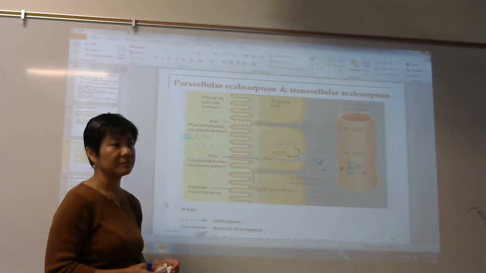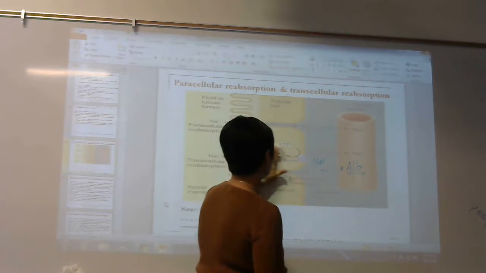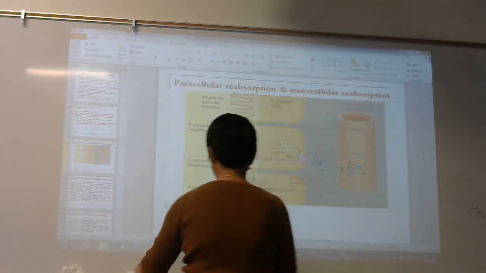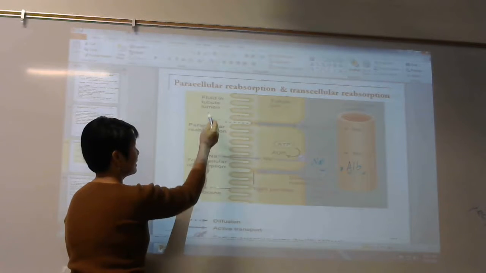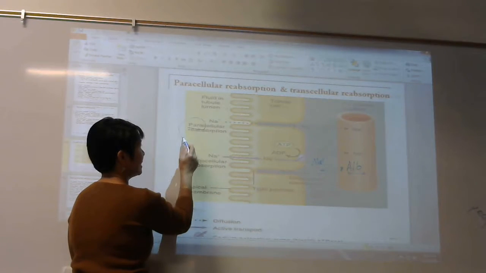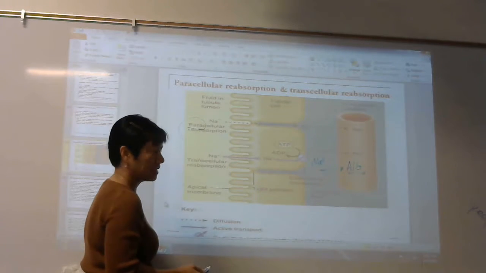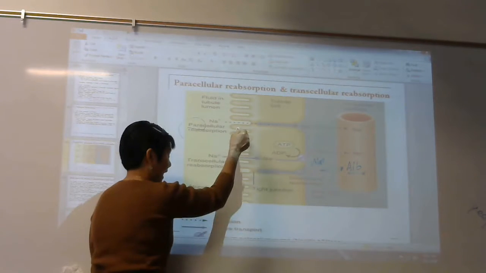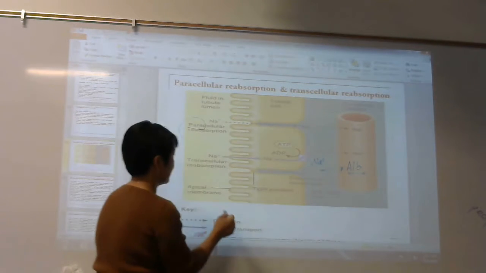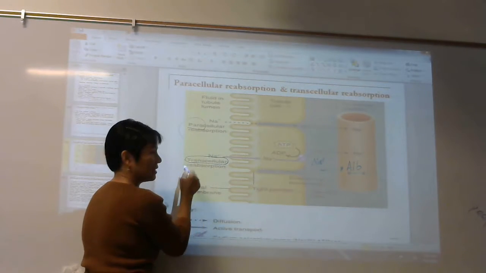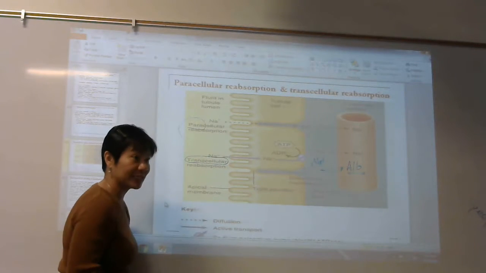You understand? Now, let's look at the ways that we reabsorb substances. The reabsorption route can be what you call paracellular. It can be reabsorbed in between cells, or through the apical surface, through the cell, and then the basal surface. That's what you call transcellular. So either paracellular or transcellular.